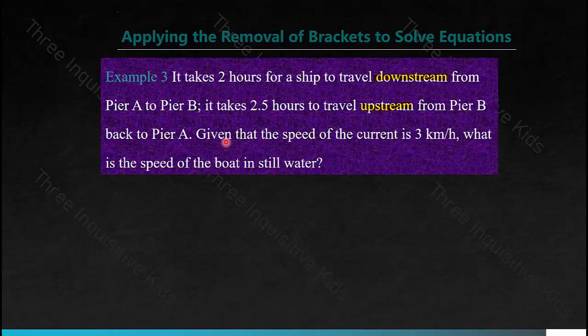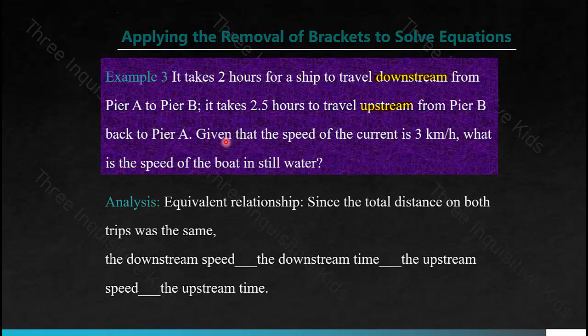Given that the speed of the current is 3 kilometers per hour, what is the speed of the boat in still water? Meaning, what is the speed of the boat when there is no current? Let's do this problem together. Fill in the blanks. Here's the equivalent relationship. Since the total distance on both trips was the same, the downstream speed times the downstream time is equal to the upstream speed times the upstream time.